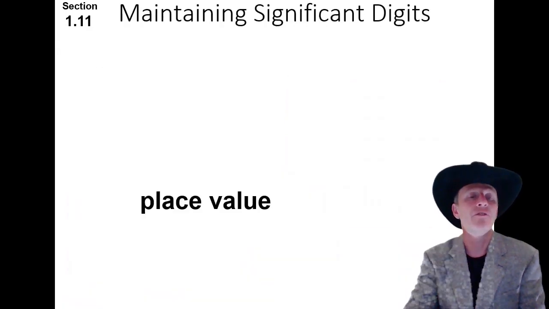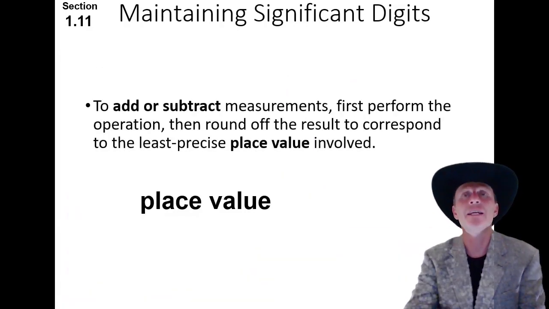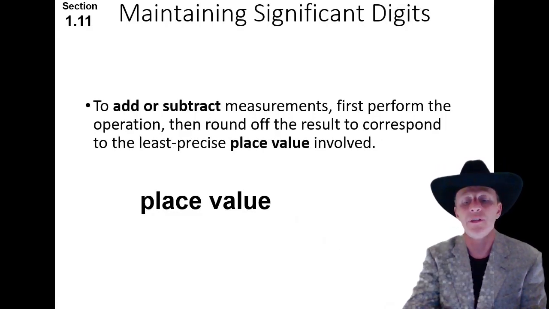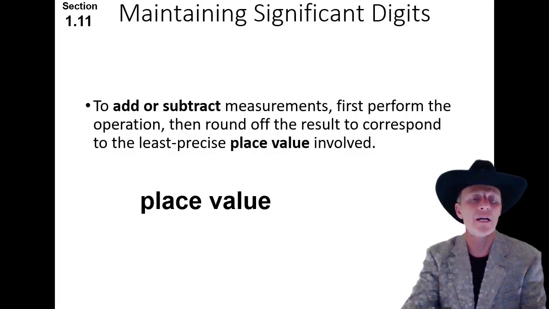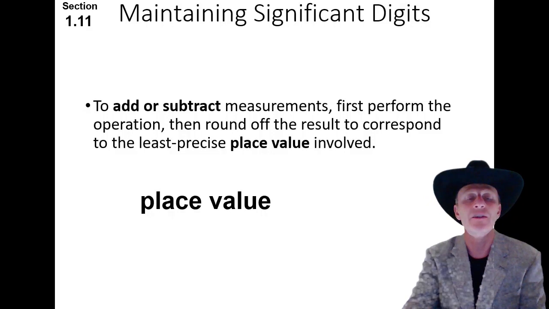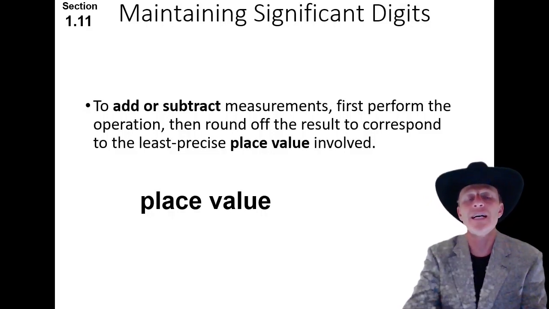All right, so now you know how to count sig figs. How do you maintain them? Once you take a measurement and you get as many sig figs as you can, you're going to have to do a calculation with it. That's what this class is all about. So to add or subtract, you have one rule. You got to focus on place value. To multiply or divide, you have another rule. We'll talk about that in a minute. But this one, you focus on the place value.